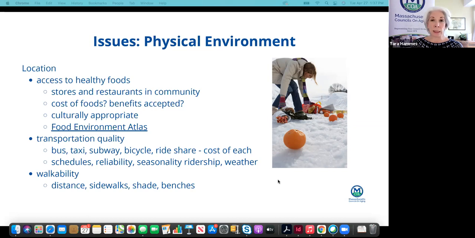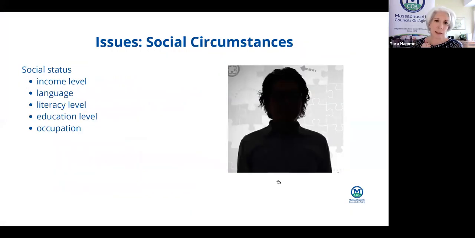If someone's relying on a wheelchair, they might not have curb cuts. There might not be sufficient shade. There might not be benches for folks to stop and take a break. So all of these really do impact how you get your food and how often and how much you have to spend. Next slide, please.